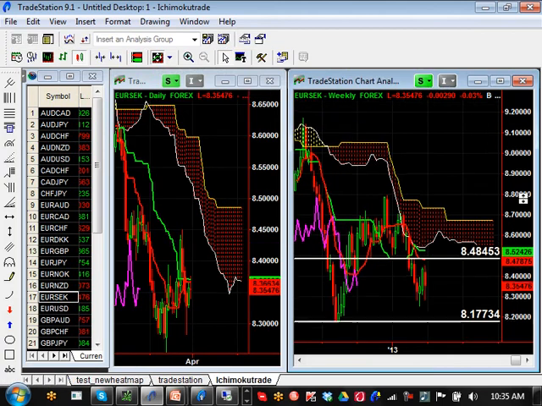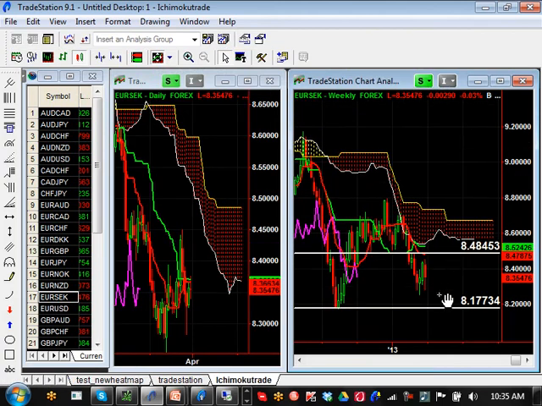Euro SEK, really nothing going on right now. This thing's sitting there consolidating between 17.73 and 48.54. This is sitting there more bearish than bullish. So we're looking for it to break the 17.73 level to go downwards, and we're looking at this 48.54 level to be the top of the range.